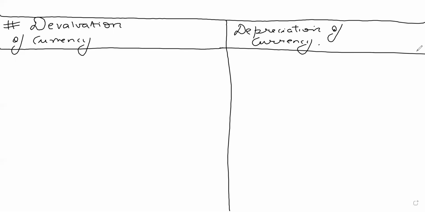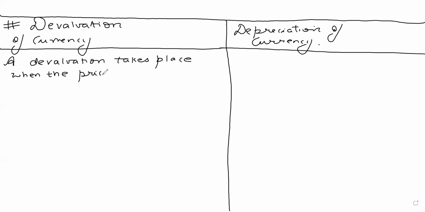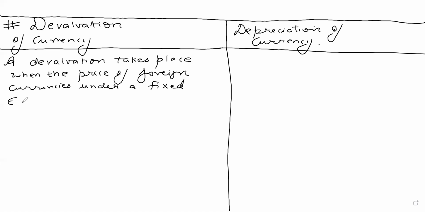So let's understand what is meant by devaluation. We can say a devaluation takes place when the price of foreign currency under a fixed exchange rate regime is increased by official action. So this is the main line: increased by official action.